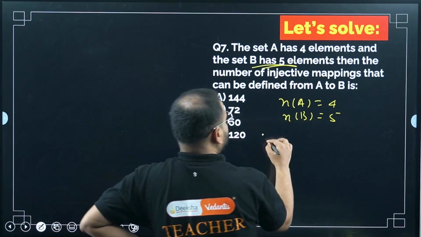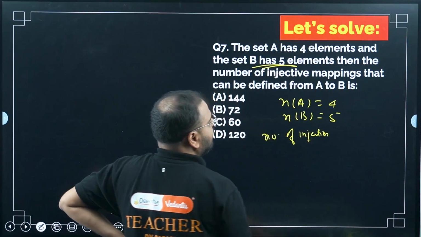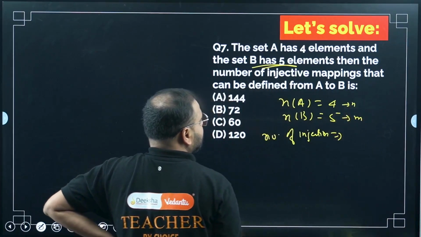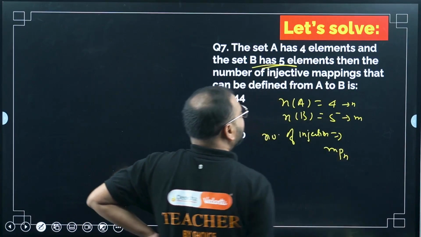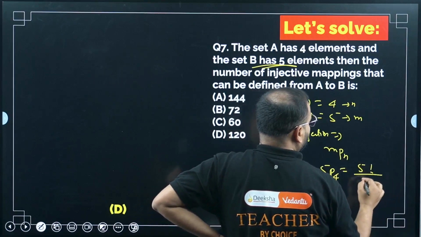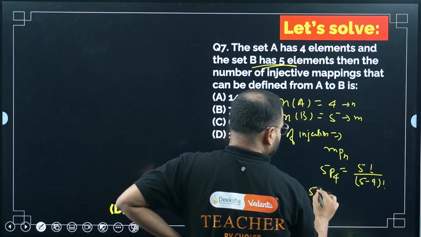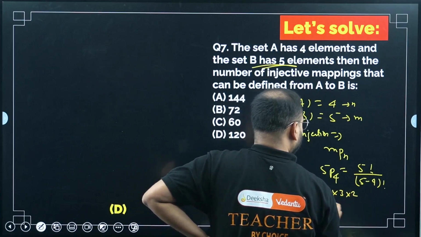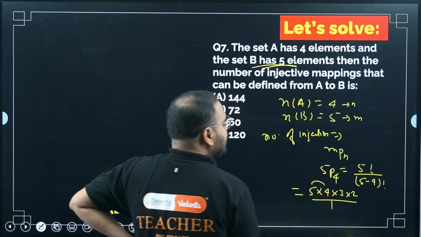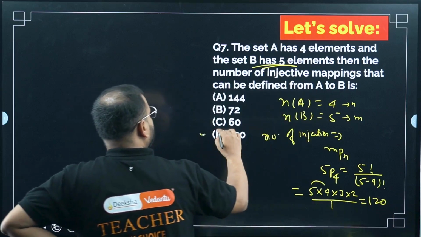The number of injections was given by, if I take this as my M and this as my N, then this was MPN. Here it will be 5P4, which is nothing but 5 factorial upon 5 minus 4 factorial. So I can write this as 5 into 4 into 3 into 2, and the bottom is only 1. So 5 into 4 is 20, 20 into 3 is 60, 60 into 2 is 120. The answer is 120, option D.